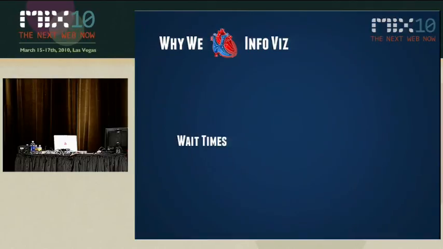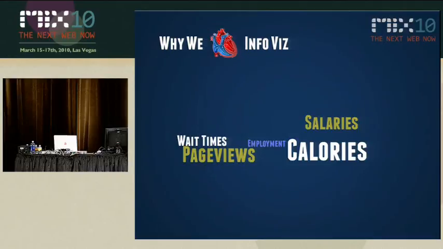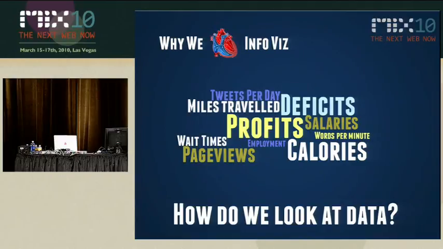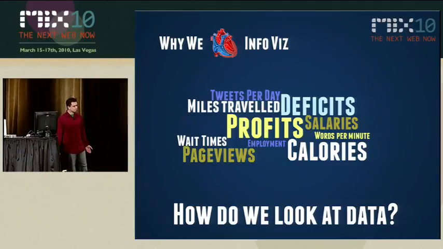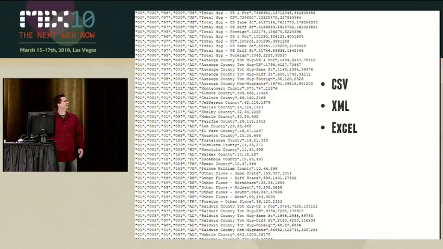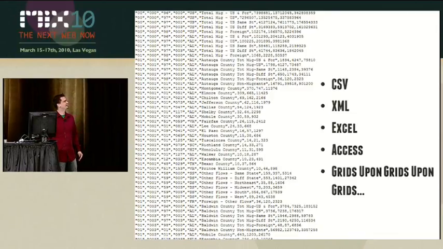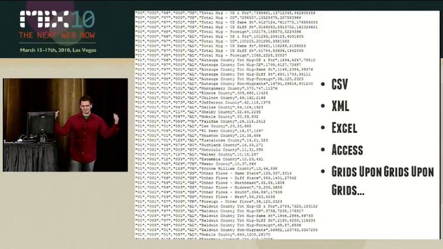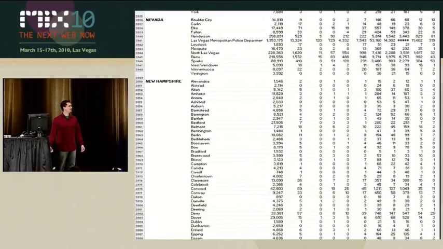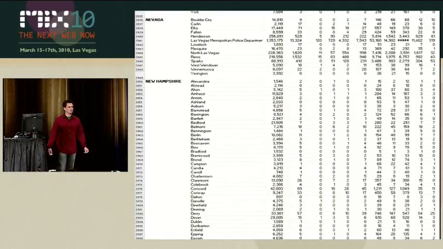So why do we like information visualization? Well, because we live in a world where we're completely overwhelmed with data about every part of our lives, other people's lives, the places we live. And we have a hard time trying to understand this data in any reasonable way. To give an example, well, we can look at this first. We basically get all of the data in CSV and XML and Excel and Access and grids and grids and grids, and all of our views of data look basically like this. And so we want to do something with that and make it visible.